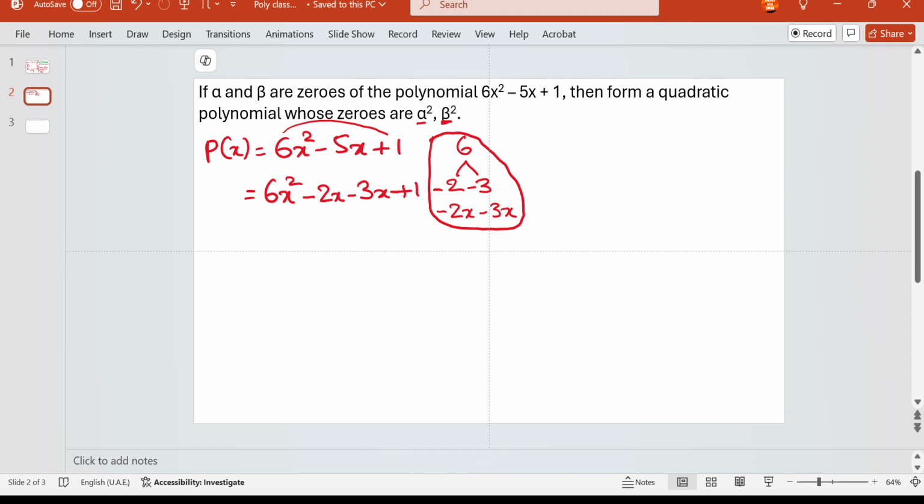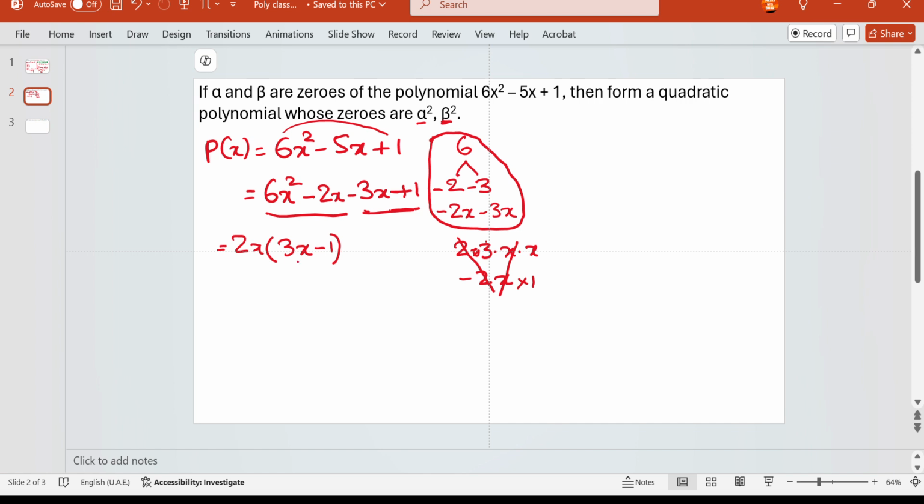So now, what is common in 6x square? Can you write 6x square as 2 into 3 into x and minus 2x, the second term? Okay, which is common? 2 is common, x is common. So if I take 2x common, what is left out? Here 3x, and then it is minus 1. Here in the second term, you have 3x plus 1.